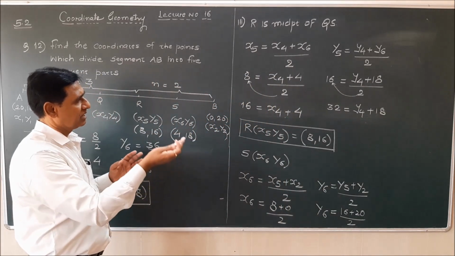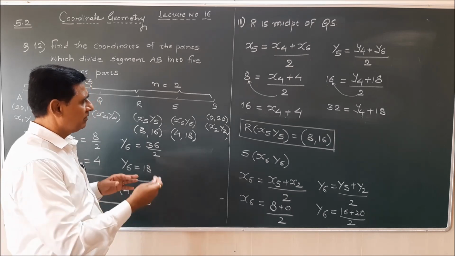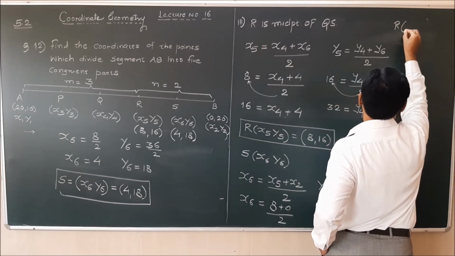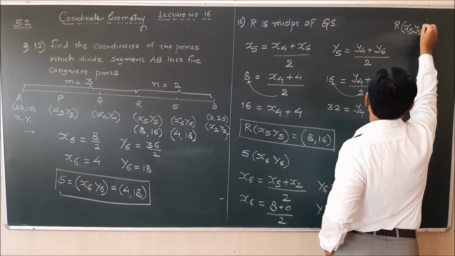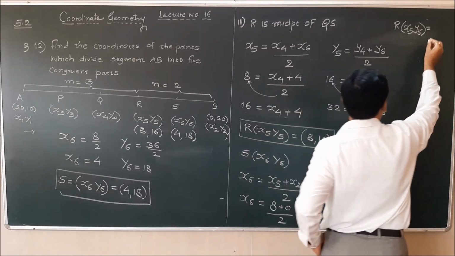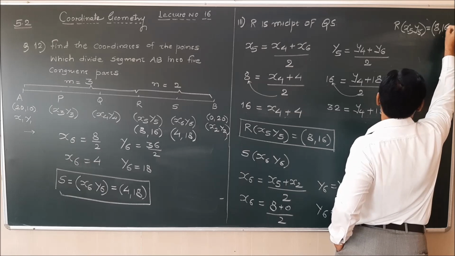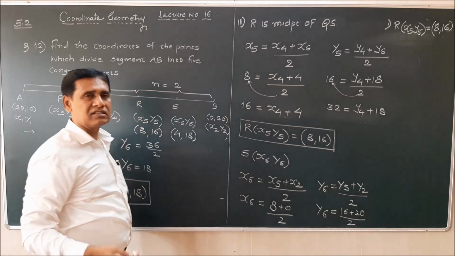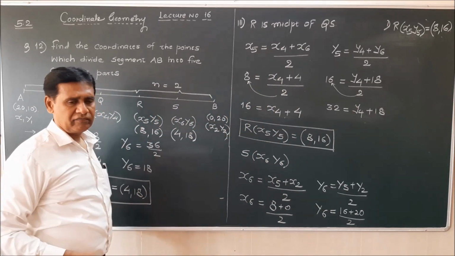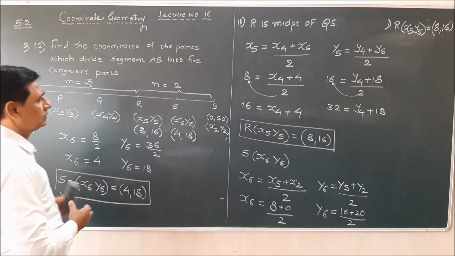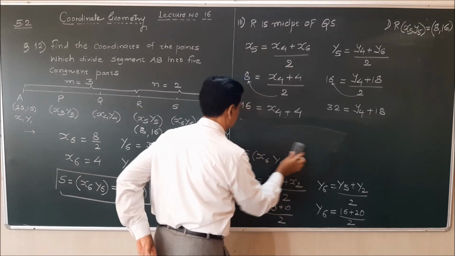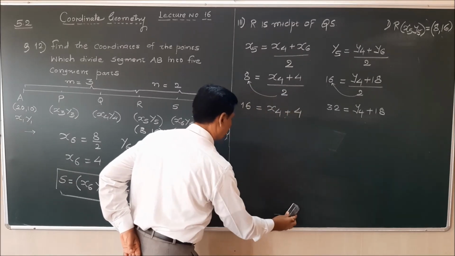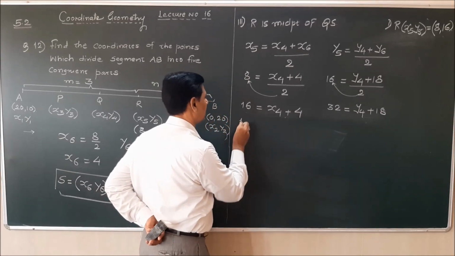Now very simple calculations are left out over there, but for our convenience I'll write the coordinates of R here, x5, y5 as 8, 16. This is the first one which we got. So later on I'll write the answers of all these points. So let's solve it now. Further we will find using midpoint formula for all these points. Even you can use section formulas.